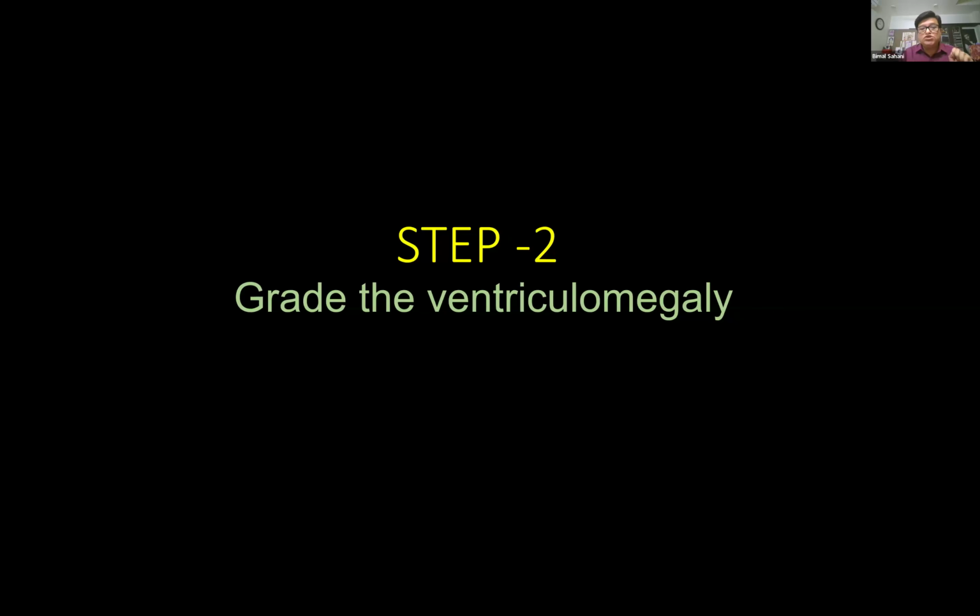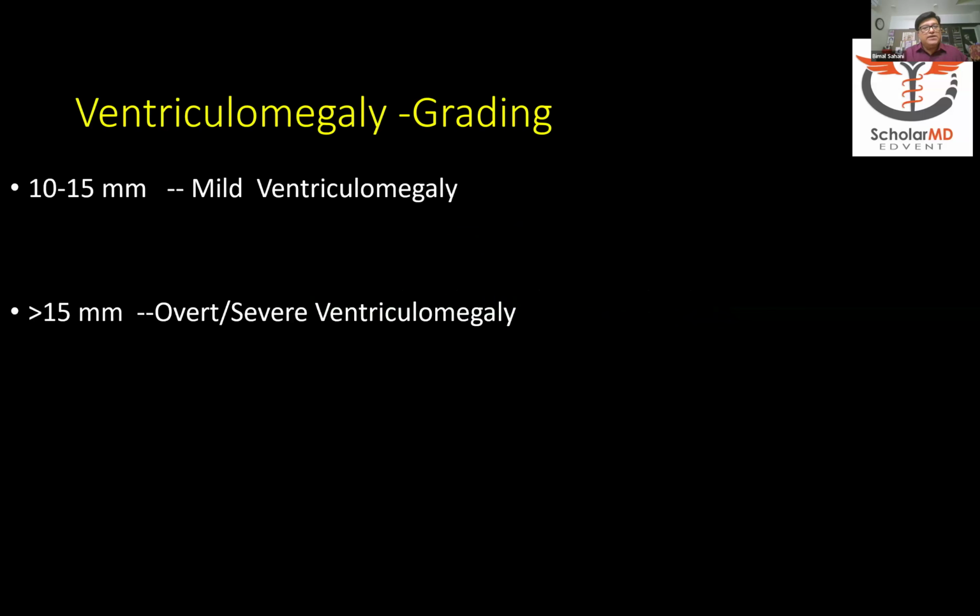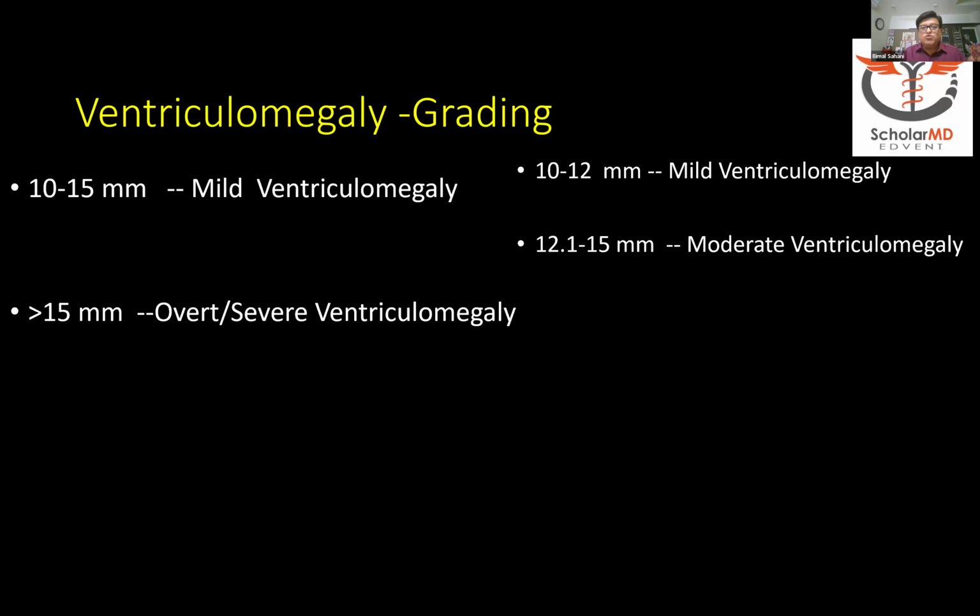The second step is to grade the ventriculomegaly. Now, for quite some time, a lot of authors have said that we need to grade them only into 10 to 15 as mild ventriculomegaly and greater than 15 as overt or severe ventriculomegaly. But even in the current studies which have come, there is a lot of work which has been done, and they prefer to use 10 to 12 as mild ventriculomegaly, 12.1 to 15 as moderate ventriculomegaly, and greater than 15 millimeter as overt or severe ventriculomegaly.